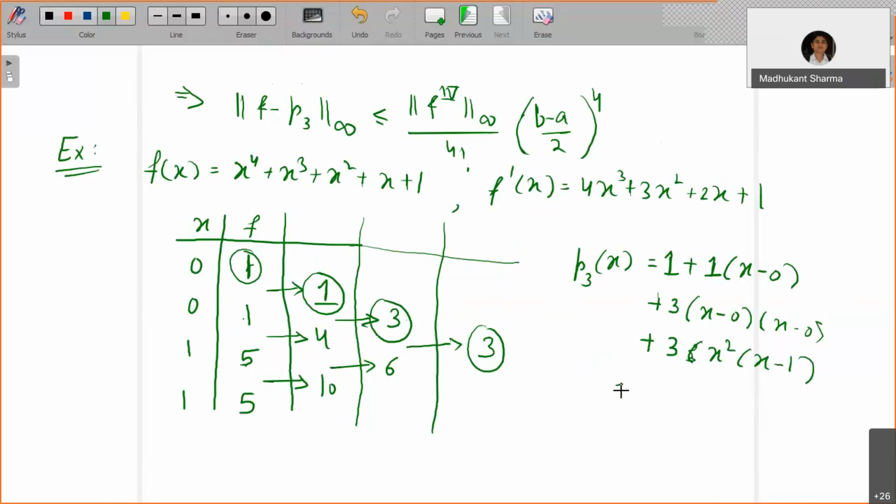So what is this? It is 1 plus x plus 3x square plus 3x cube minus 3x square. So if you simplify it, what you will get is 1 plus x plus 3x cube.